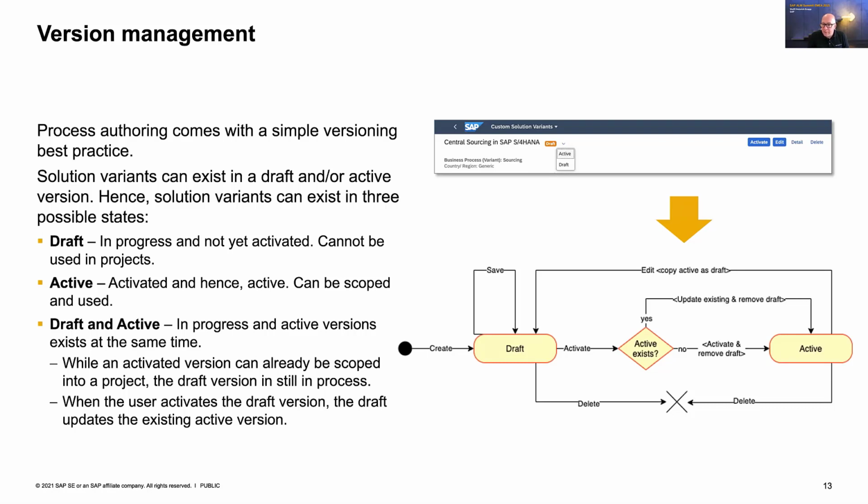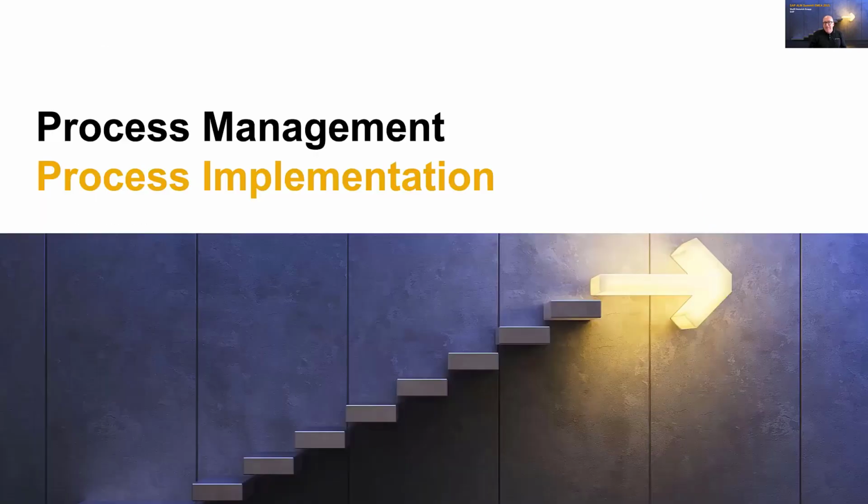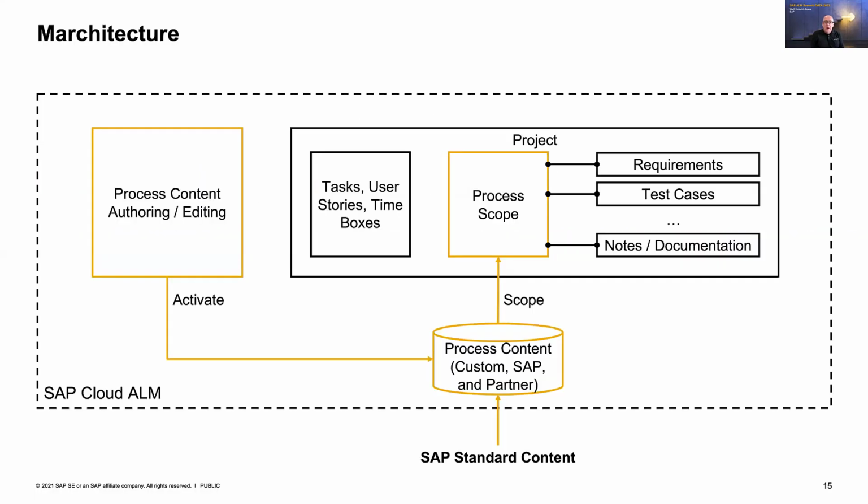So you make it available, and then also the other microservices can work with it. With activate, you push it into the central process library I talked about earlier. And then you can scope it into your implementation projects. And that's exactly where we do the handover to the process implementation, to the process management portion. Because this is exactly the area where we are scoping processes.